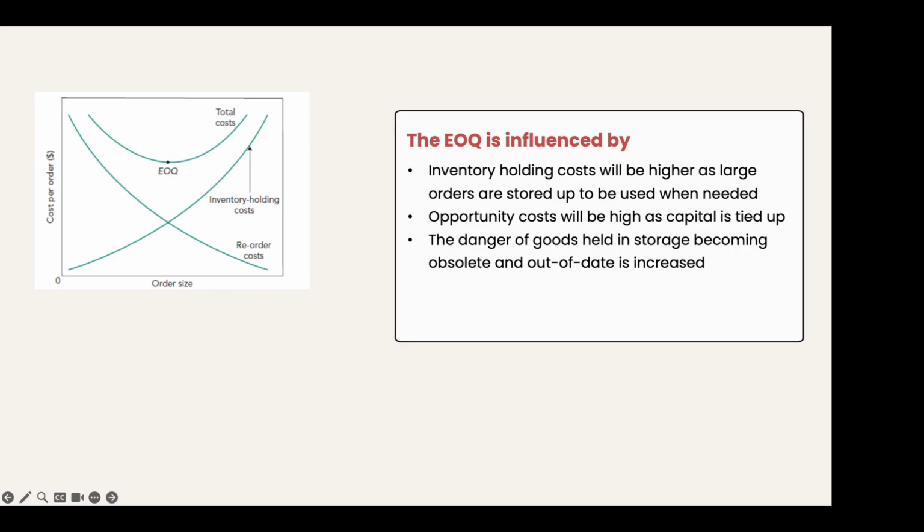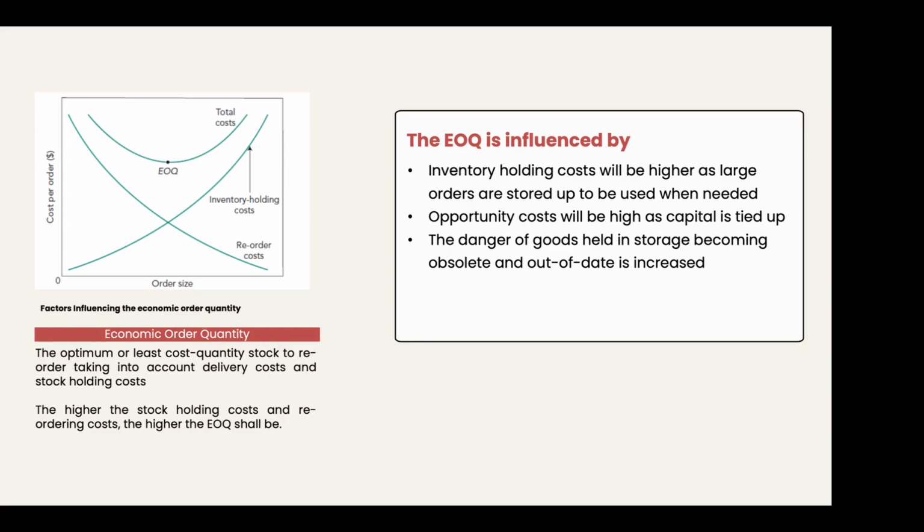Inventory holding costs will be higher when large orders are stored up, right? And opportunity costs will also be high because capital is tied up. The danger of goods held in storage becoming obsolete and out of date will also influence the economic order quantity. Because you think that the item is going to be obsolete, you may be reordering more than you should, right? So EOQ basically is a method used to look at the optimum level to order, what is the right order size and at what price.